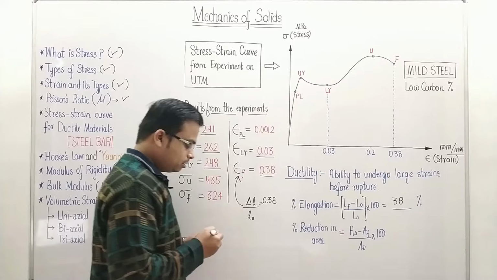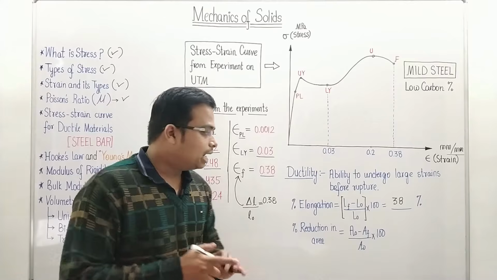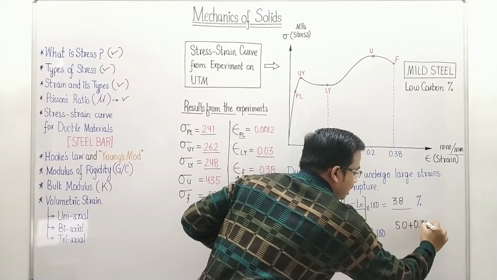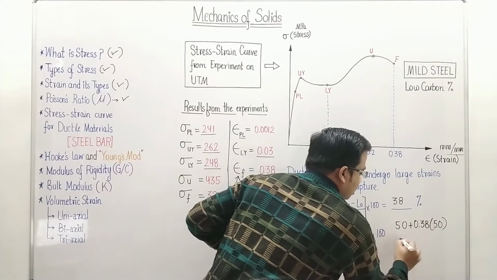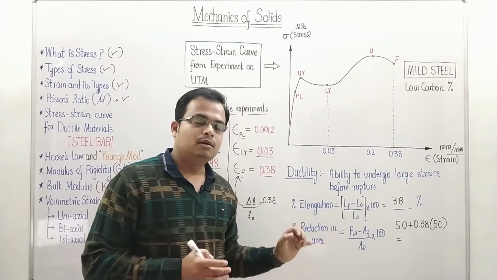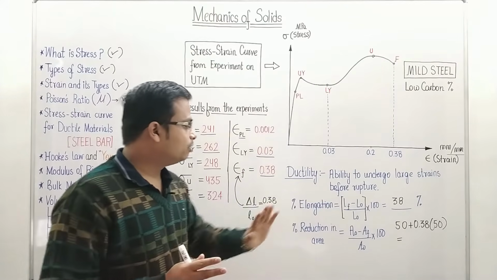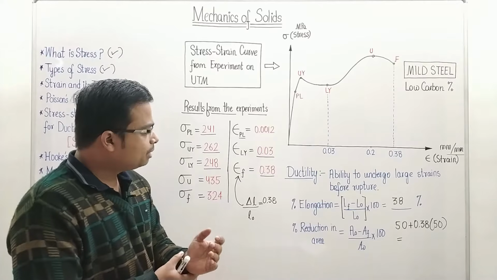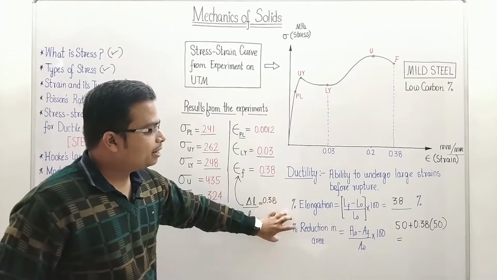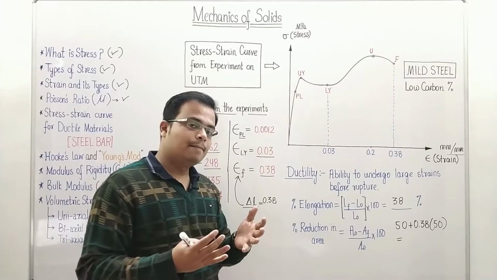So you can just take a look at this. Initially it was 50 millimeters, and now the total length will be 50 plus 0.38 times 50. You can get this value. So that is the final length of the mild steel specimen at the moment of fracture. This is how you can work it out. So basically, percentage elongation and percentage reduction in area are the two parameters which help you judge whether the material is really ductile or not.